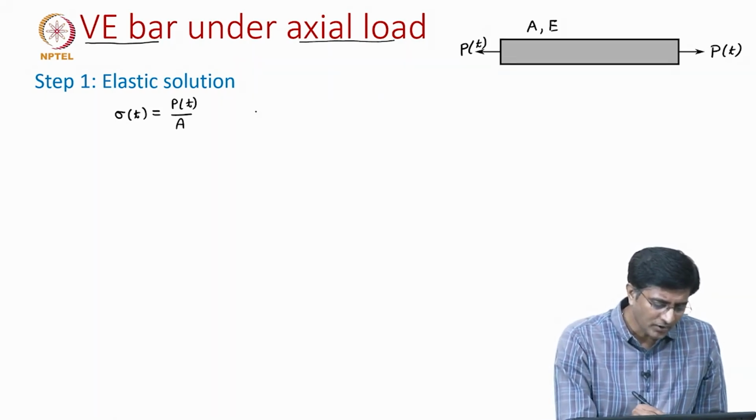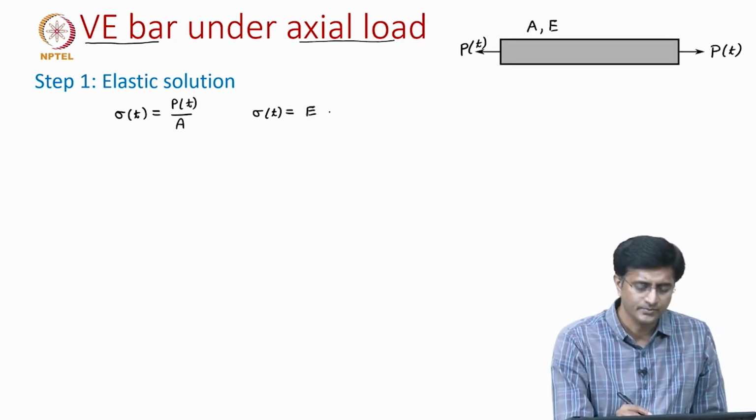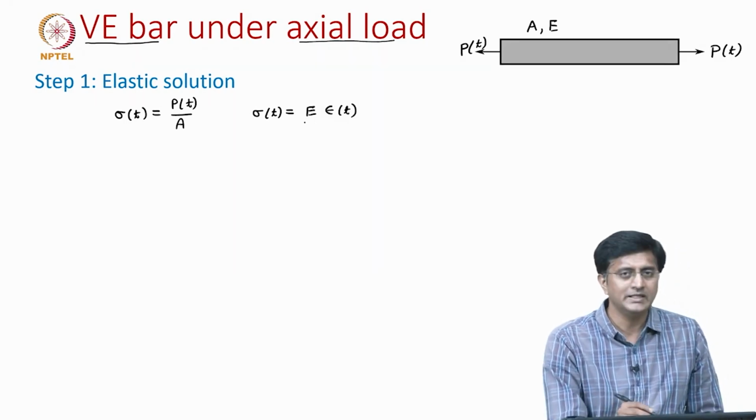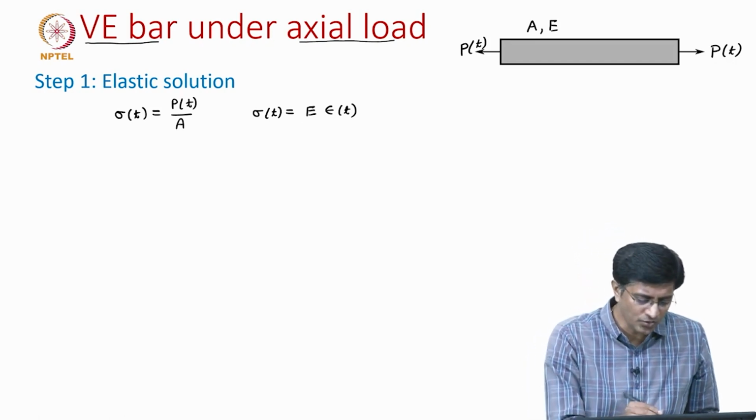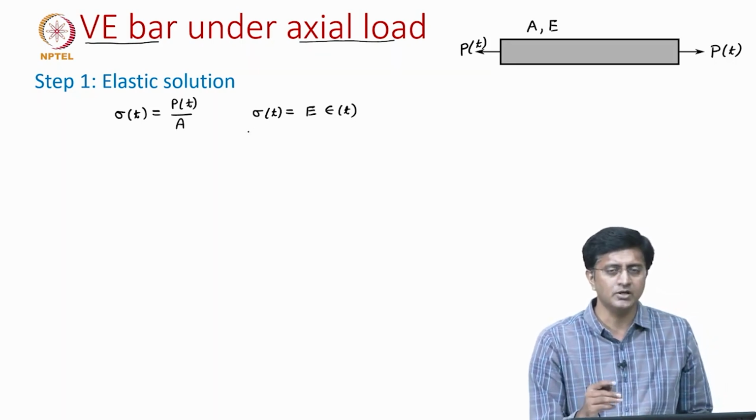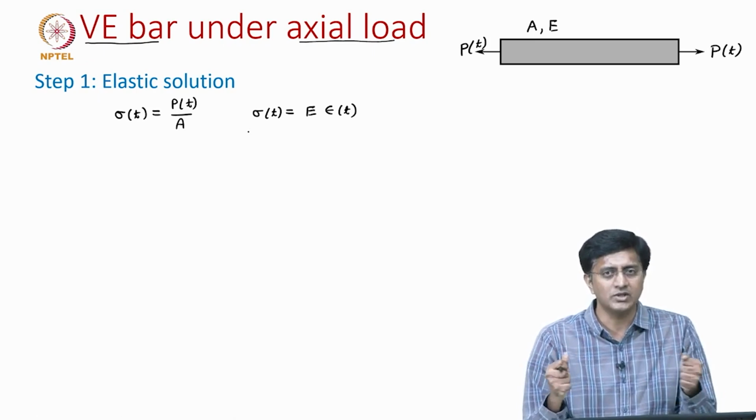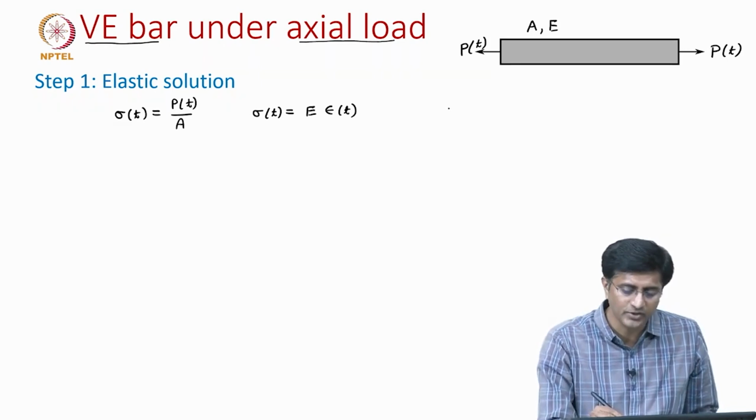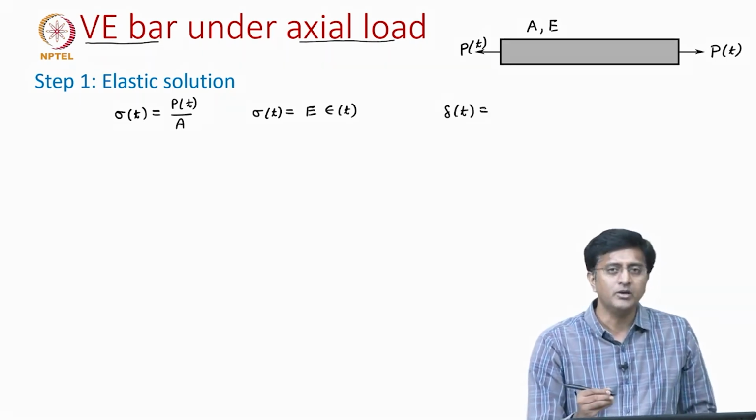When we apply Hooke's law, I should be able to write the stress as E times the strain. At least in the elastic solution, E is a fixed value, so it is not a function of time. The only two which are functions of time are the stress and the strain. Even these are changing with time only because our applied load is changing with time. And then finally, what is the formula for the deflection of this axial bar? It is given by PL by AE.